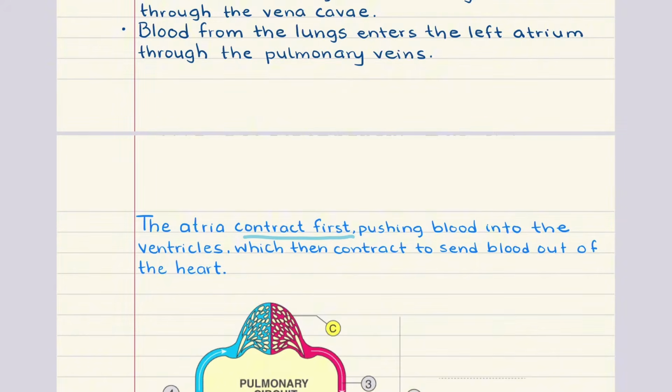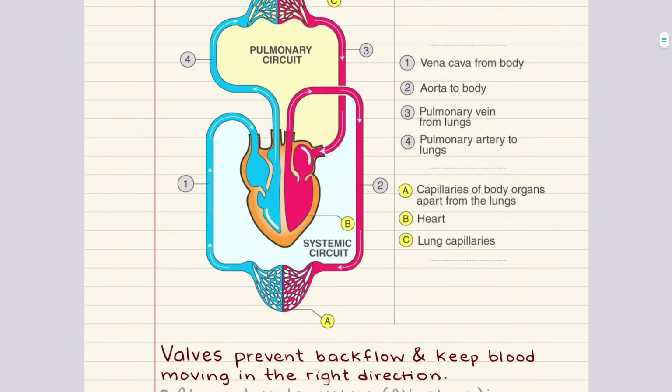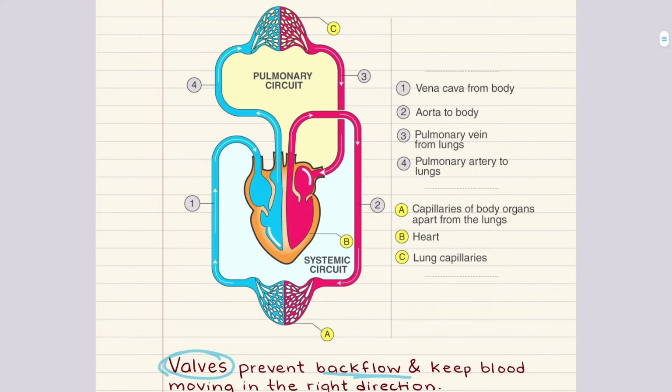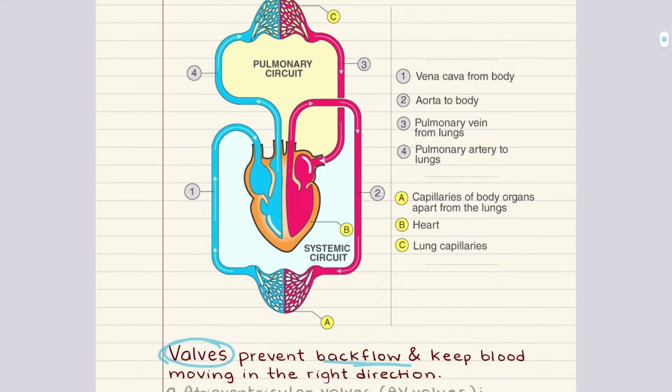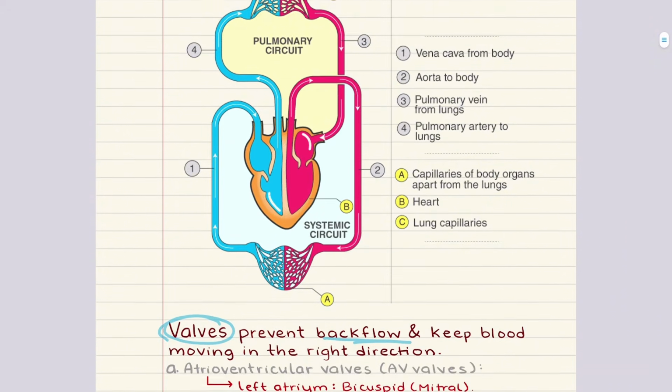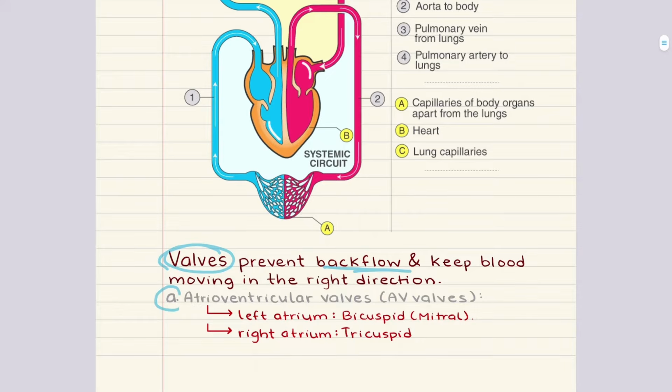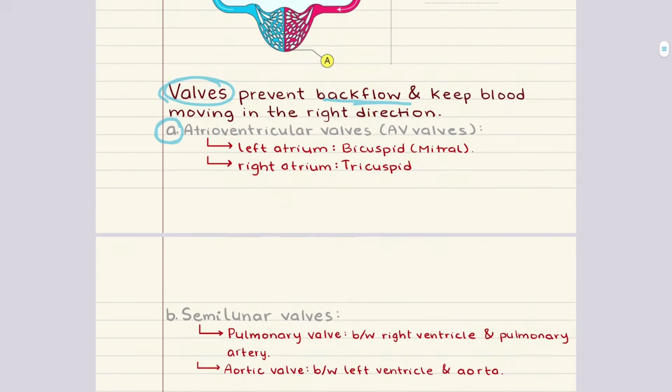But there's something else that keeps everything on track, and that is the valves. Valves are critical for preventing backflow and making sure that blood moves in only one direction. Without valves, the high pressure that's generated during contraction could push blood in the wrong direction. With that being said, there are 2 main types of valves in the heart. You have the atrioventricular valves, AV valves, and the semilunar valves.